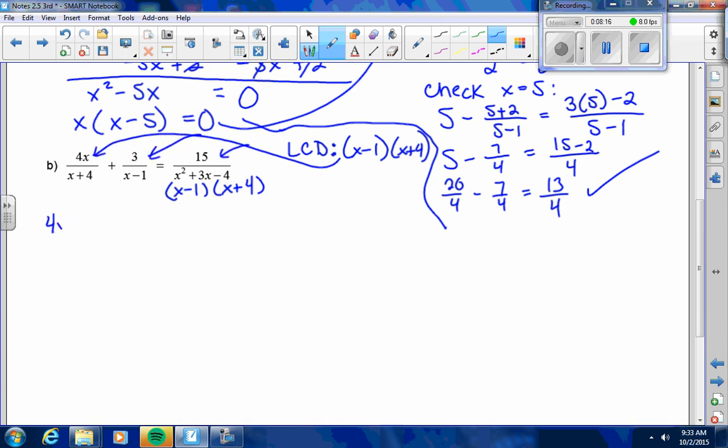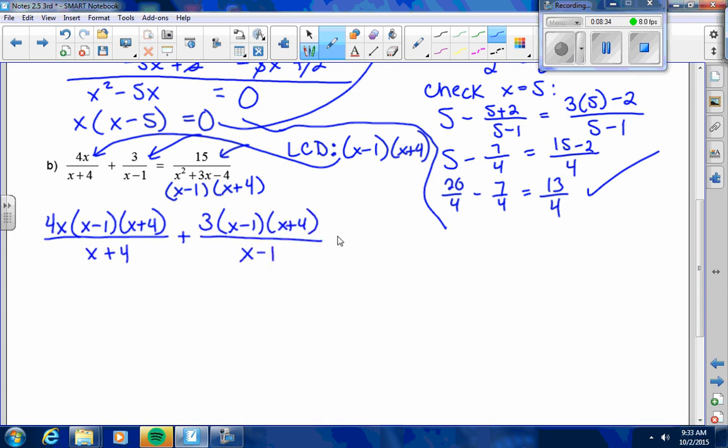So we have 4x times the least common denominator, x minus 1 times x plus 4, and that's over x plus 4, plus the next fraction, 3 times the LCD, x minus 1 times x plus 4, that's divided by the denominator x minus 1, equals the last fraction, 15 times the LCD, divided by its denominator of x minus 1 times x plus 4.